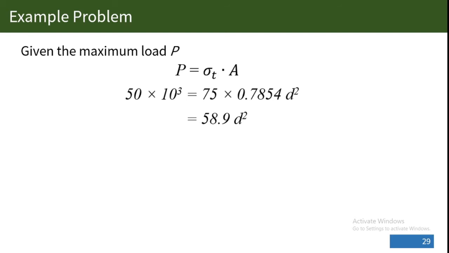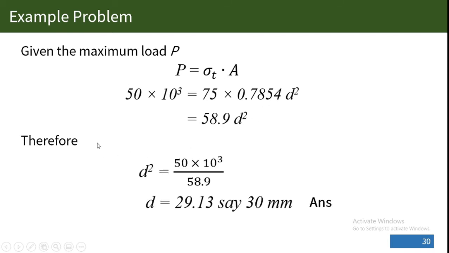So this is equal to 0.7854 d squared, right? So further evaluating this, we've got the value of 50,000. Yes, 50,000 here is equal to 58.9. Okay, so please check this, or verify this using your calculator. So therefore we get the diameter of the link stack using this preceding calculation.